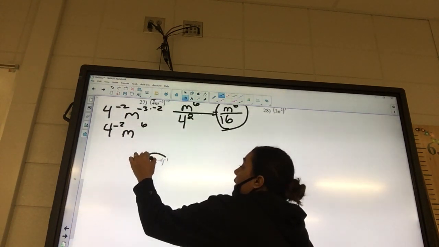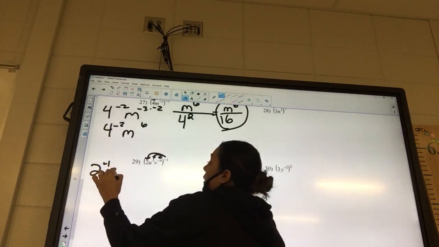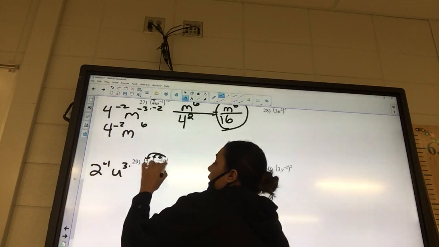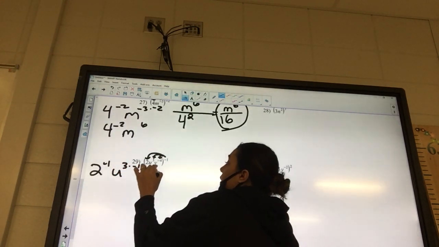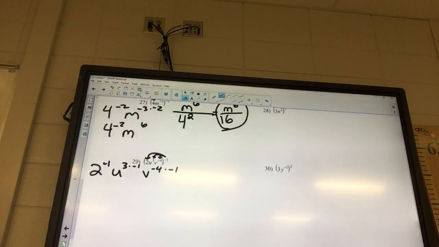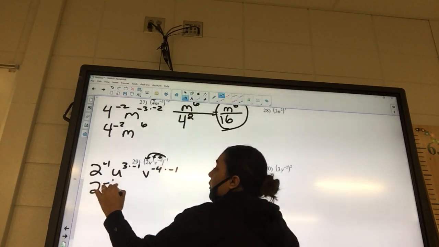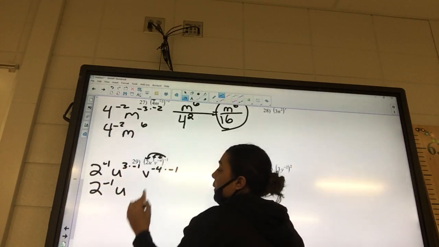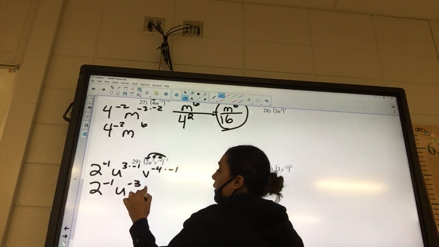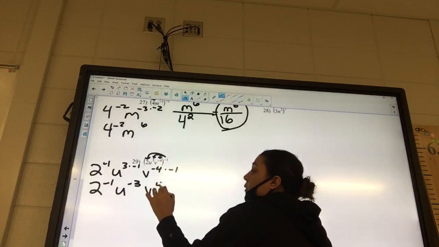Okay, same thing. Take this 1 to each piece. So you're going to have 2 to the -1, u to the 3 times -1, v to the -4 times -1. Okay, so we're going to have 2 to the -1, u to the 3 times -1 is going to be -3. V to the -4 times -1 is +4.